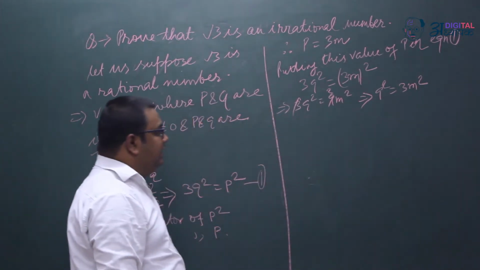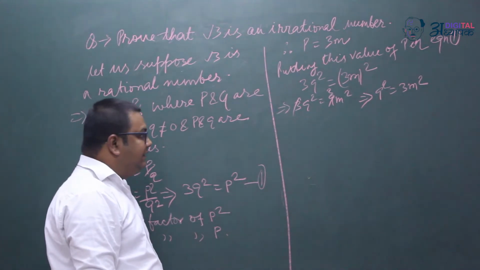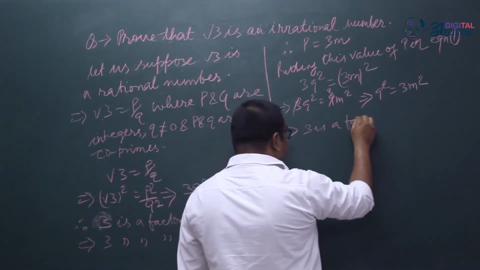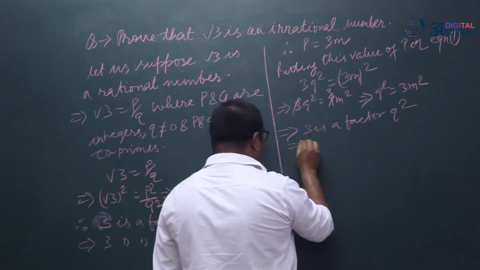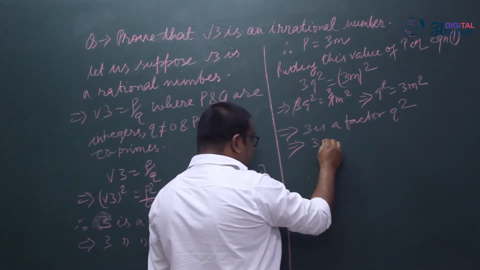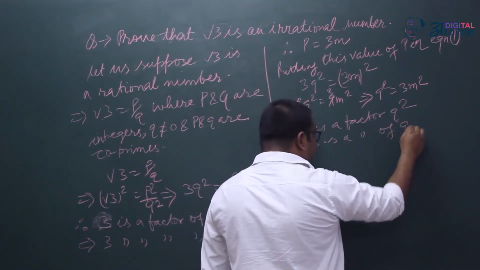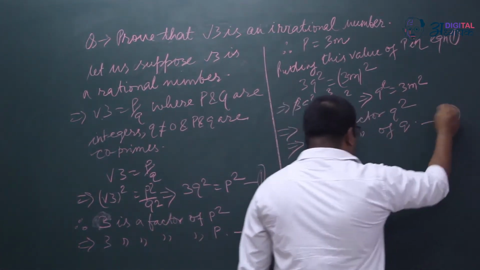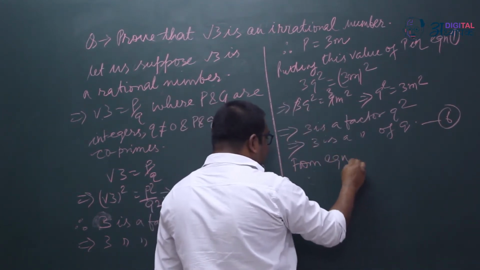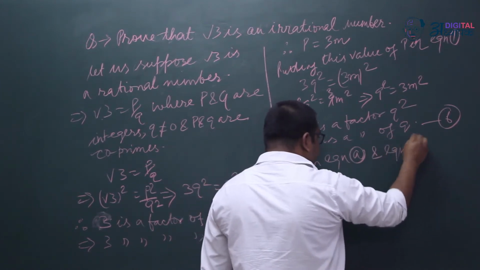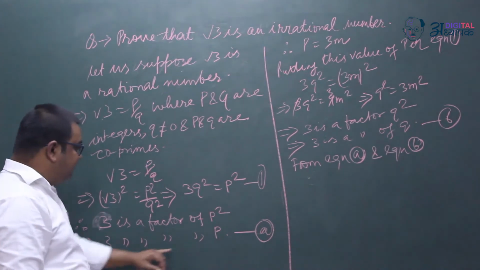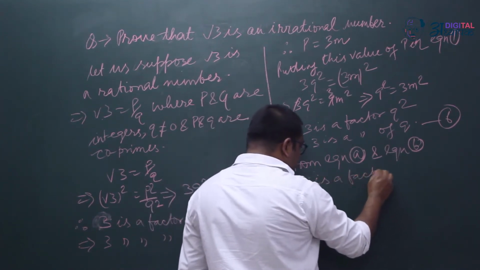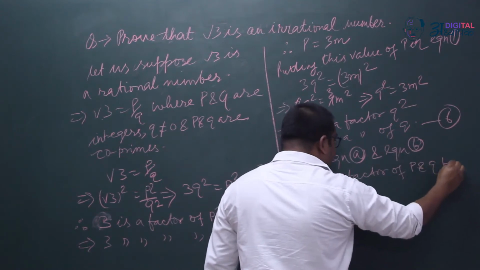Now students, again you can see here that Q square is equal to 3M square implies that 3 is a factor of Q square. So obviously by the fundamental law of arithmetic, 3 is a factor of Q also. Now let it be equation A and let it be equation B. So from equation A and equation B, we can see that 3 is a factor of P also and 3 is a factor of Q also. 3 is a factor of P and Q both.